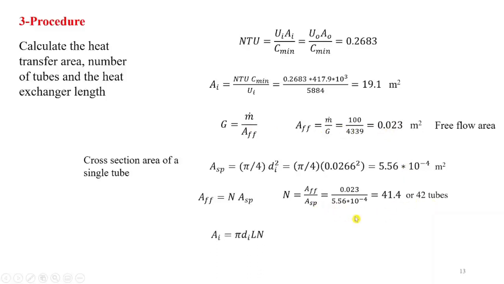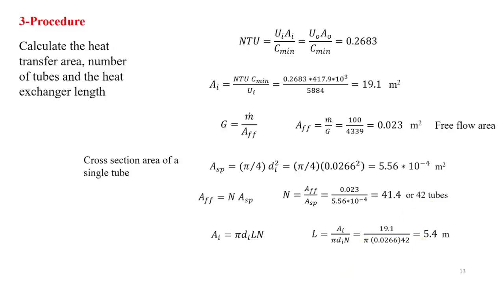Also, since you know that the heat transfer area is pi d L times N, you can find L, the length of the heat exchanger, which will be 5.4 if you divide the whole area, 19.1, by pi d_i multiplied by N, which we found to be 42. So we came to the conclusion that, after assuming an initial value for G, the number of tubes is 42 and the length of the tube is 5.4. So, as if we have sized the heat exchanger now.